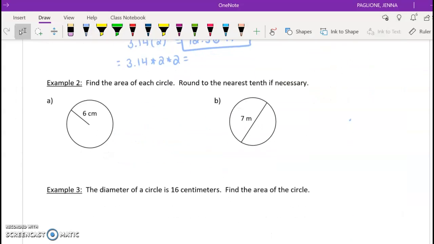All right, looking at the next example. So this one, they do want us to round, and they want us to round to the nearest tenth. So that's 1 decimal place. So that's going to matter for us in our answers. So for the first one, they gave us the radius is 6. So that's great. I can plug it right into my formula. So this is 3.14 times 6 squared.